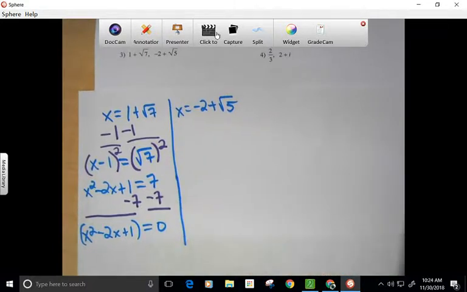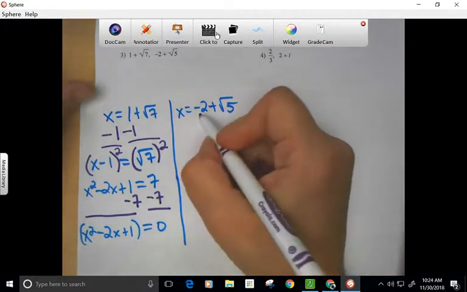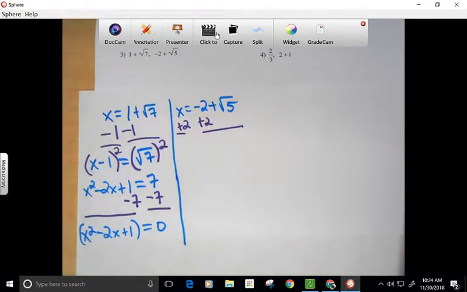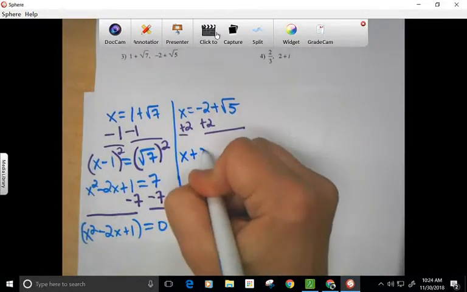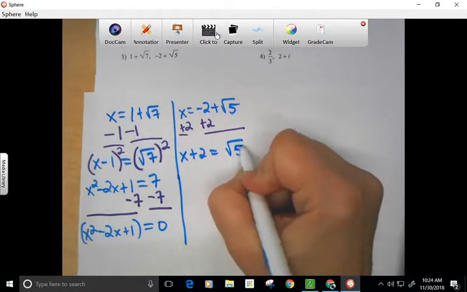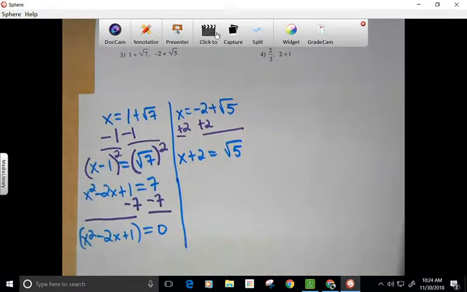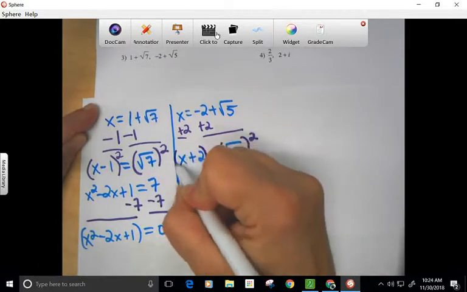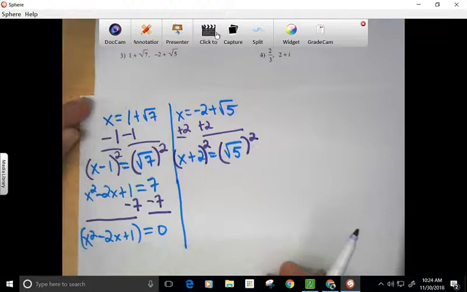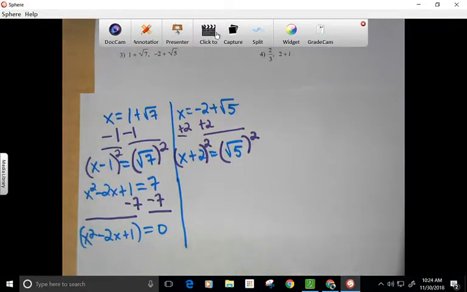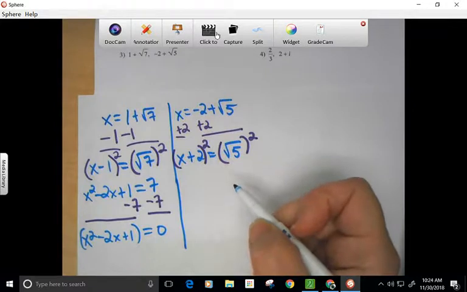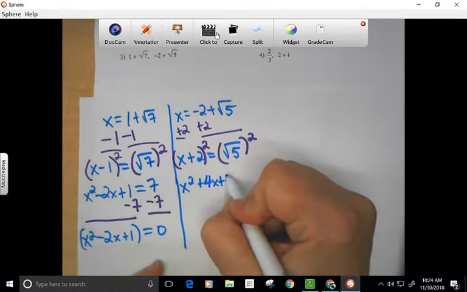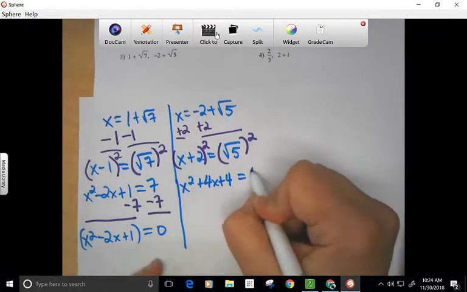Undoing all the math there to get it set equal to 0, we're going to add 2 to both sides of the equation. So we have x plus 2 is equal to the square root of 5. And again, because we have a radical expression, we need to square both sides of the equation to cancel that radical out. When we square the binomial x plus 2, again, it's kind of like foiling it out with itself. You're going to get x squared plus 4x plus 4 is equal to the number 5.